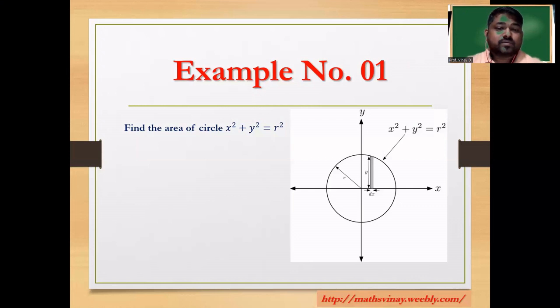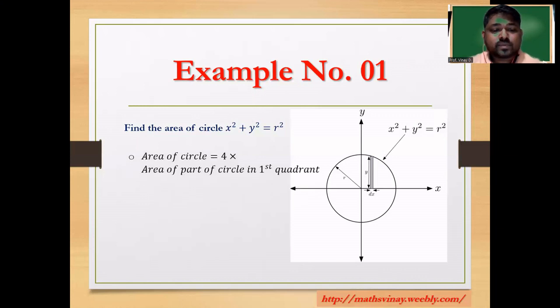In the last lecture, we discussed how to find the area under a curve by using integration. Let's see example number 1, which is to find the area of the circle x square plus y square is equal to r square, which is the equation of a circle with the center origin and the radius r. We know this area is pi r square. But how do we know?